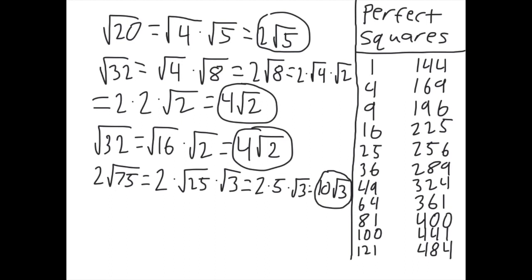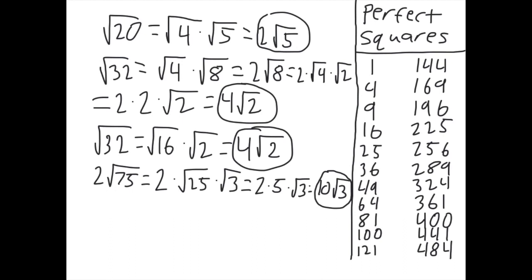Alright, so that's all you do for simplifying. All you have to do is find the perfect square that you can divide out, then take the square root of that number, multiplying it by whatever it divides by, and whatever the square root of that number is times the square root.